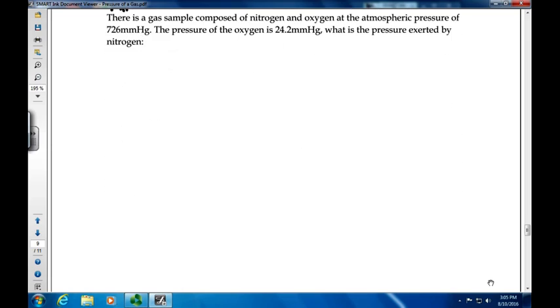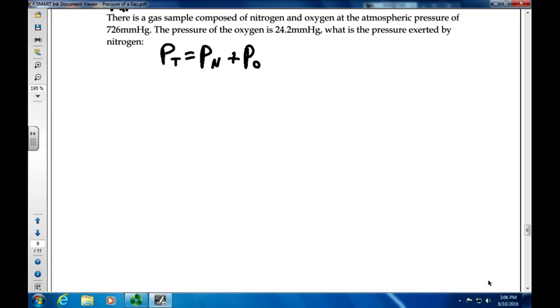Second problem states there is a gas sample composed of nitrogen and oxygen at an atmospheric pressure of 726 millimeters of mercury. The pressure of the oxygen is 24.2 millimeters of mercury. What is the pressure exerted by nitrogen? This is, again, part of Dalton's law of partial pressures, where P sub T, our total pressure, is equal to the sum of each individual pressure. So in this case, it's going to be P sub T is equal to P sub N plus P sub O.